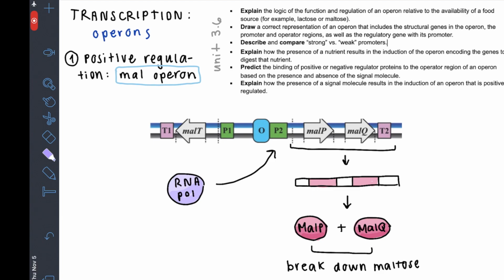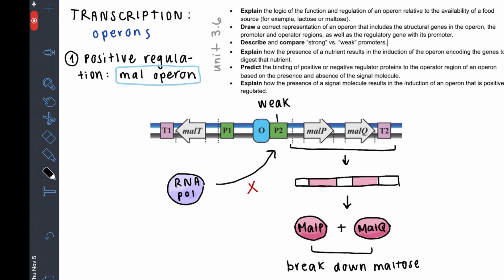P2 is actually quite a weak promoter, so it doesn't do a very good job of recruiting RNA polymerase to initiate transcription. This is actually quite convenient because you really don't want your cell to be wasting a lot of energy producing the MalP and MalQ proteins when there's no maltose to break down. So ideally, our promoter will need some help from an activator to be able to recruit RNA polymerase, and will ideally only do so in the presence of maltose.